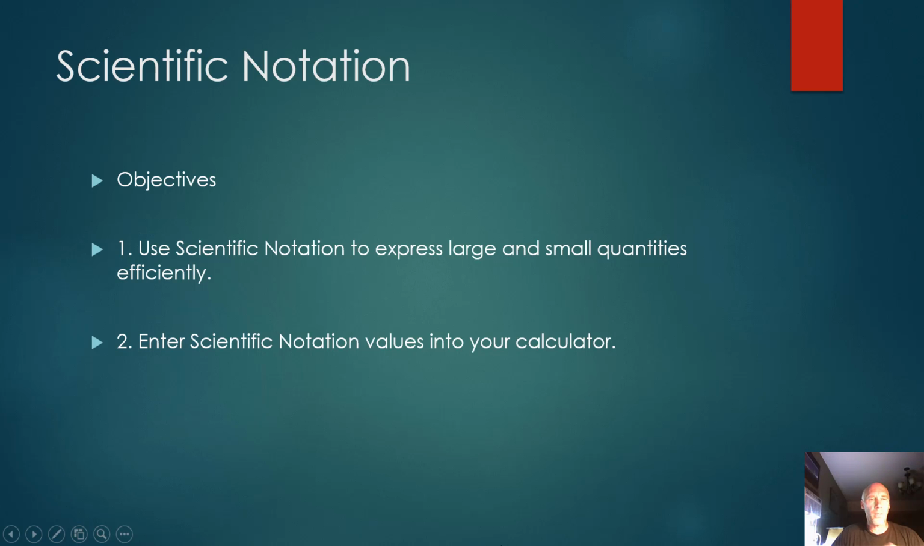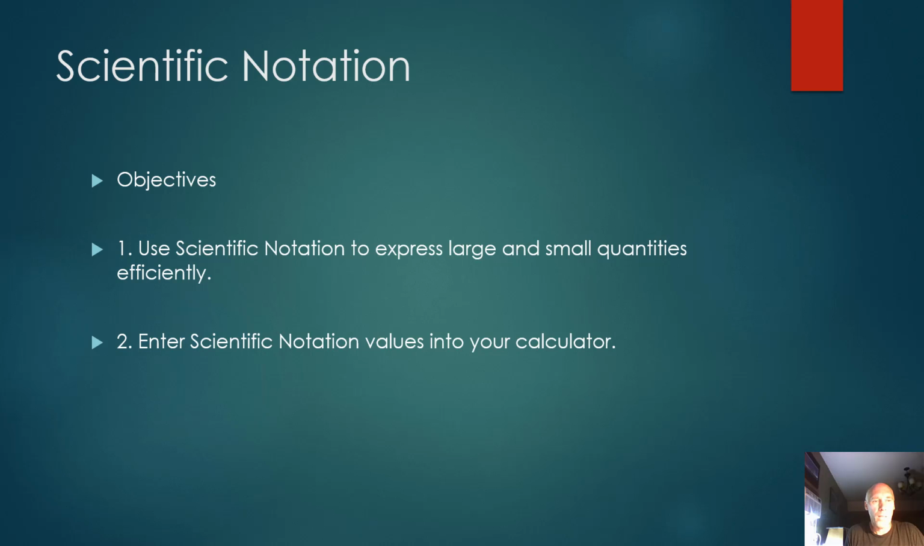Hello everybody, and welcome to this video on scientific notation. This is basically how you take very large and very small numbers and put them into a scientific form that everybody understands, and it's easier to put it into your calculator when you have a lot of zeros. Sometimes you can't even get that many zeros into your calculator. So that's our objective for this video today.